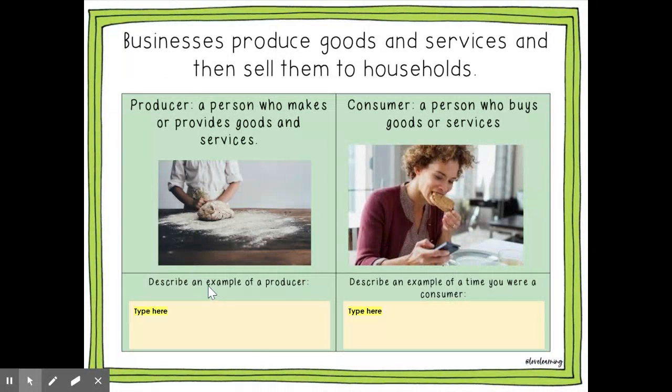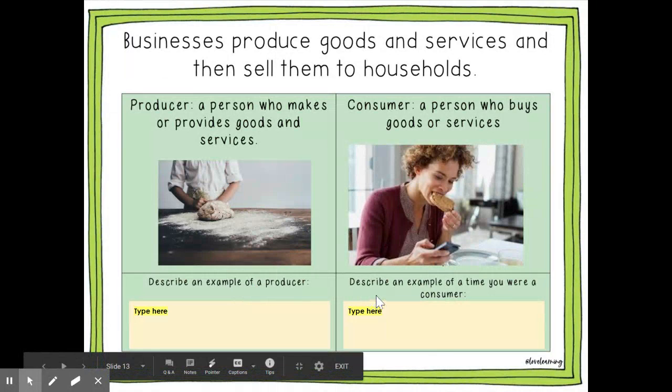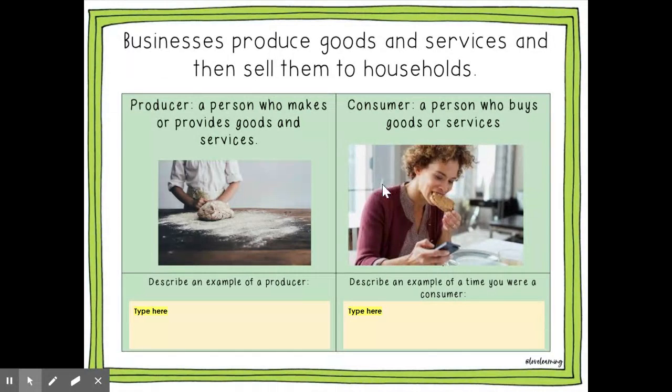So in your notes, describe an example of a producer and then describe an example of a time when you were a consumer. So here we have an example of a baker and a person eating that bread. So you can't use those examples. I want you to come up with a different example of your own of a producer and a consumer.